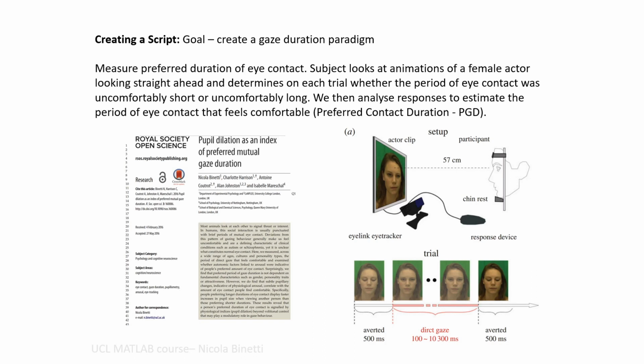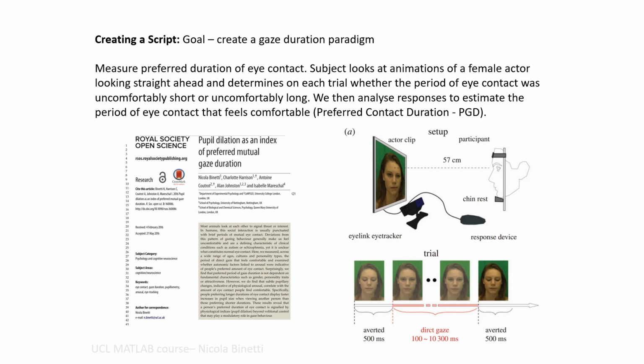This was an experiment aimed at determining what is the appropriate period to establish eye contact with another person. When we lock eyes with another person, sometimes we might get a very short glimpse, sometimes a long stare. Both of these things might be uncomfortable. And there's some sweet spot, some duration that people supposedly agree is just the right amount of eye contact.